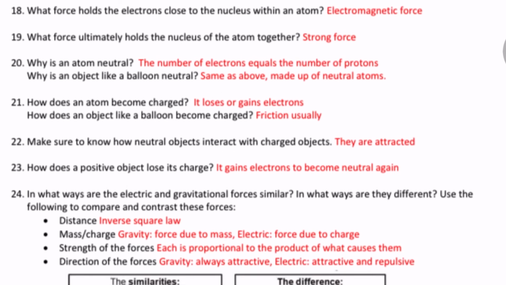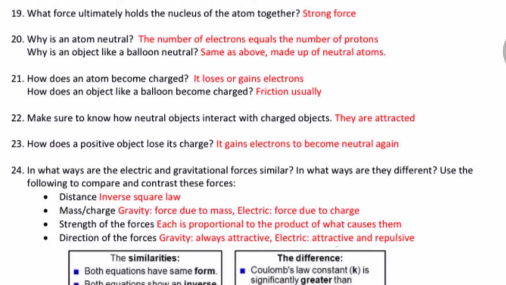What force holds the electrons close to the nucleus within an atom? I guess that's the electromagnetic force. Didn't know that, but yep, now I do. What force ultimately holds the nucleus of the atom together? A strong force. I mean, that does make sense because they're closely tied away in there, because the protons and the neutrons are in the nucleus, and you don't see them running around like the electrons.